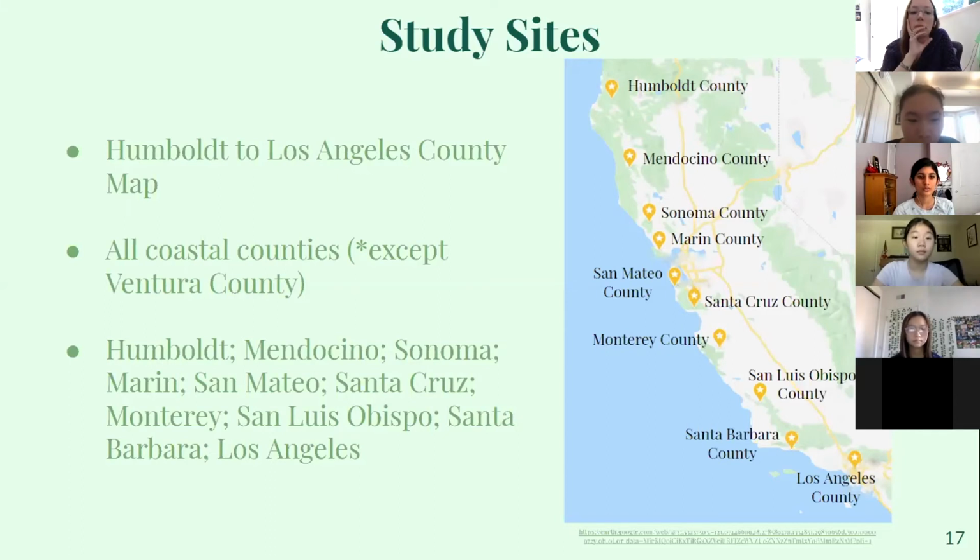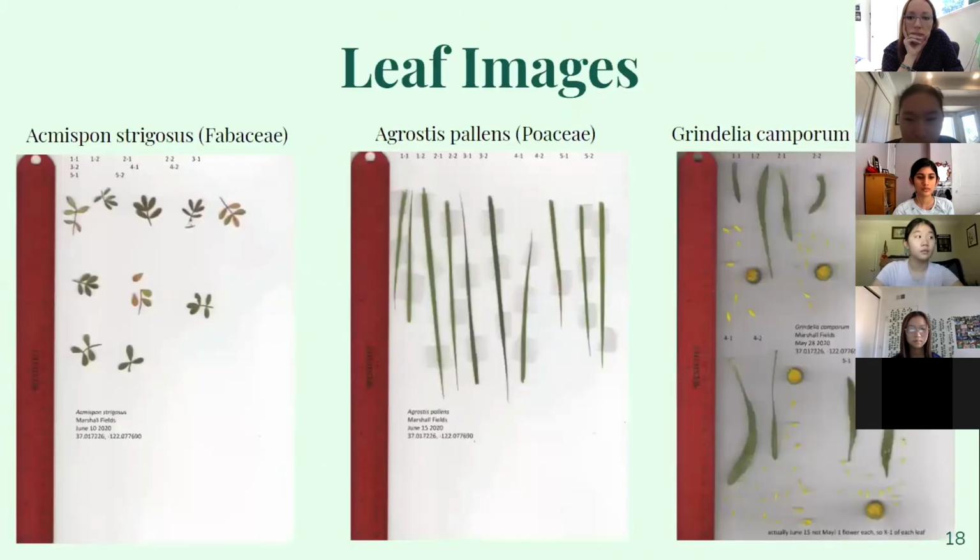counties. The total number of plant species that we collected was 40, including species from a total of 9 different plant families. Of those 9, we primarily focused on the Fabaceae, Asteraceae, and Poaceae plant families. Here are some images of the plants we have been working with: Acmispon strigosus, Agrostis pallens, and Grindelia camporum.